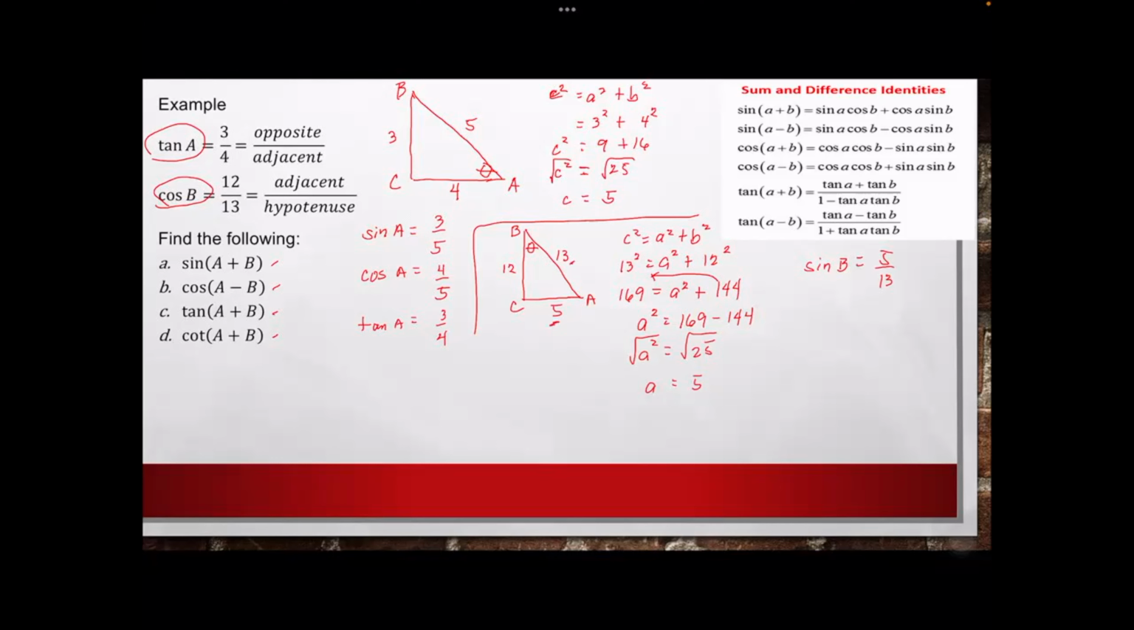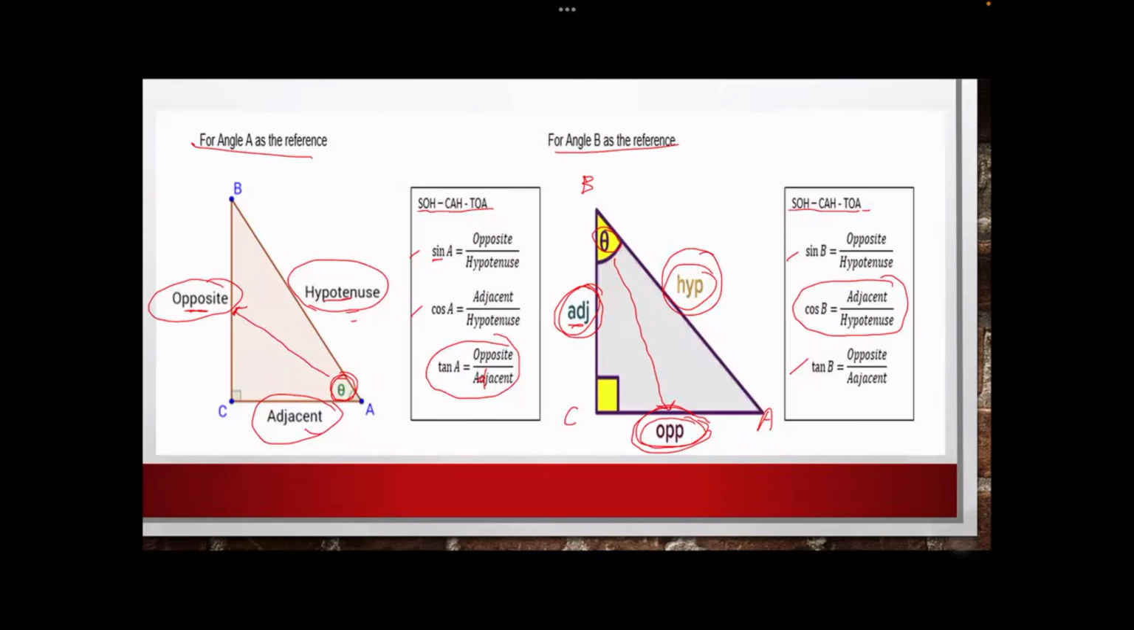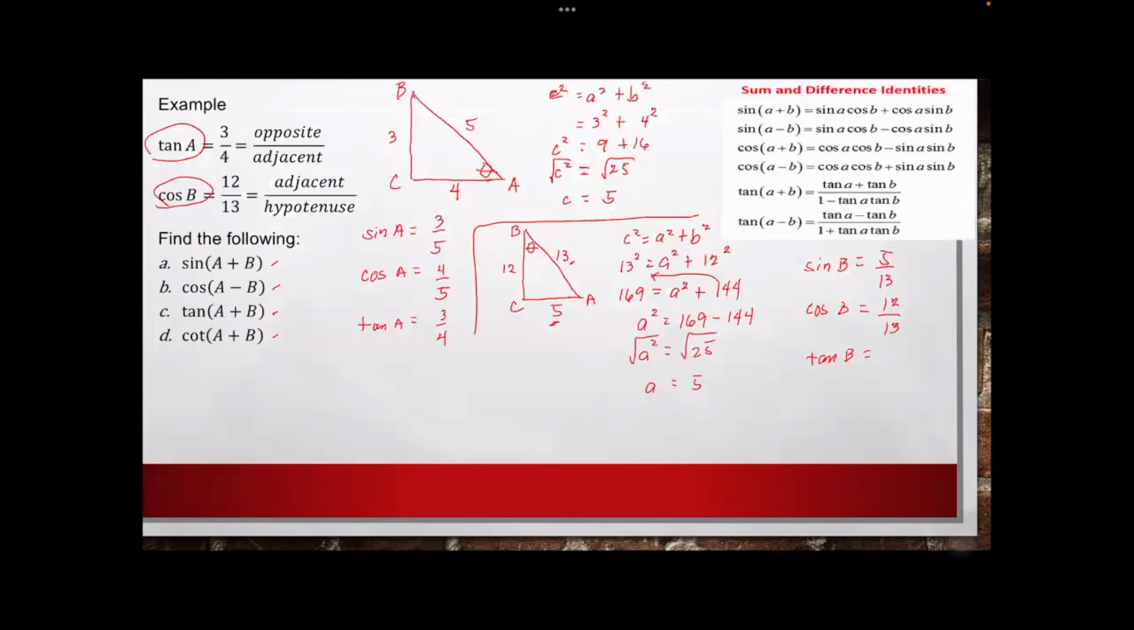So, this is the opposite over the hypotenuse. Next, yung cosine B natin from the given itself is 12 over 13. What will be the tan B? Balik tayo kay triangle. Tan B is opposite over the adjacent. Nasaan ang opposite natin? Ito sa baba. Nasaan yung adjacent natin? Dito sa side. So therefore, what will be the answer? 5 over 12 po. This will be 5 over 12.